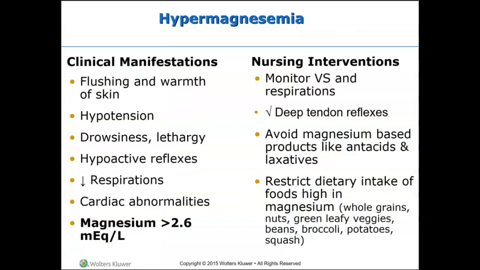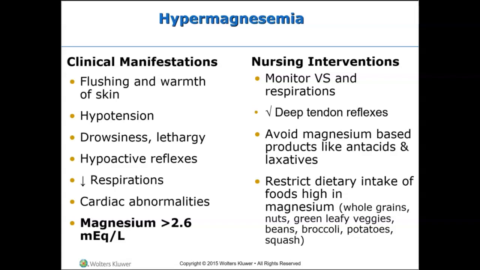Clinical manifestations of too high of magnesium include flushed, warm skin, hypotension. You're going to end up with cardiac abnormalities. Your patient's respirations are going to be depressed, and they could be drowsy. Their mag levels, of course, will be above 2.6.